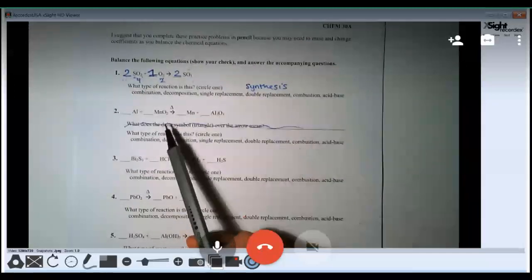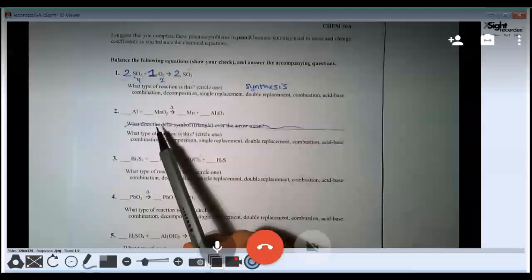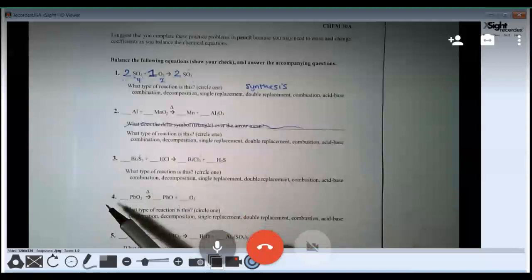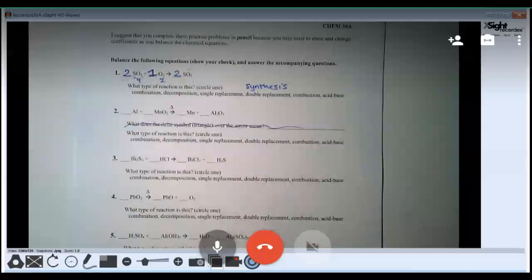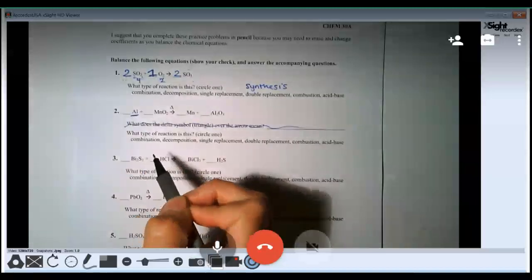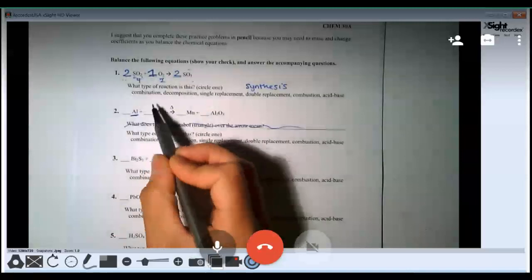Okay, so looking at this reaction, what kind of reaction do we have here? We have a lone element and a compound. So what kind of reaction do we have here? Is that a single replacement? Perfect! It's a single replacement. So we have a lone element, aluminum's out by itself, and then we have a single ionic compound. So aluminum is going to come in or replace something in our ionic compound.